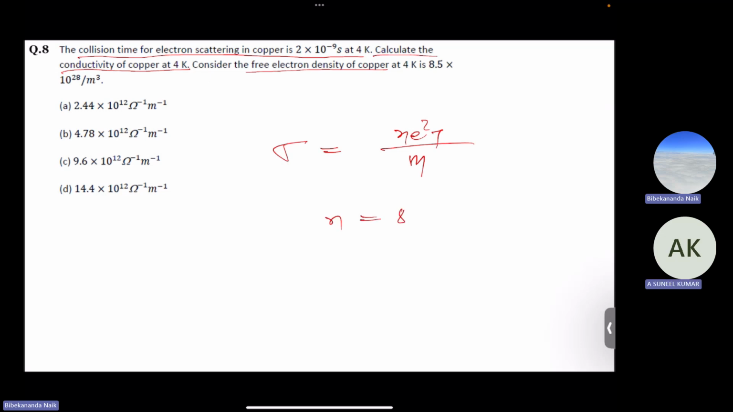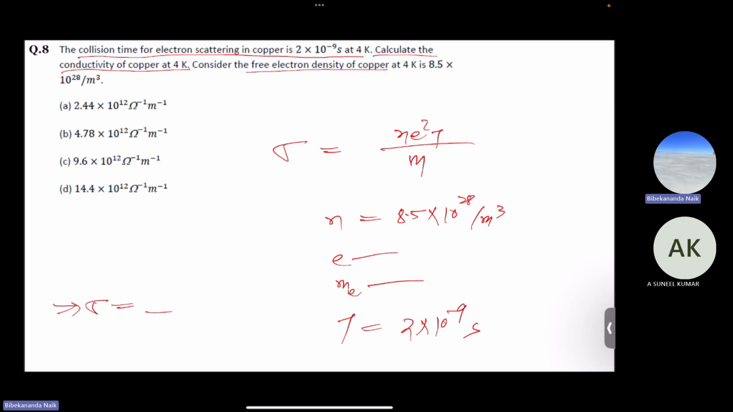n is known to us. It is 8.5 into 10 to the power 28 per meter cube. e we know, m we know, and tau is given. It is 2 into 10 to the power minus 9 second. So the value of conductivity can be calculated. So please put those values and tell me what will be the correct option.